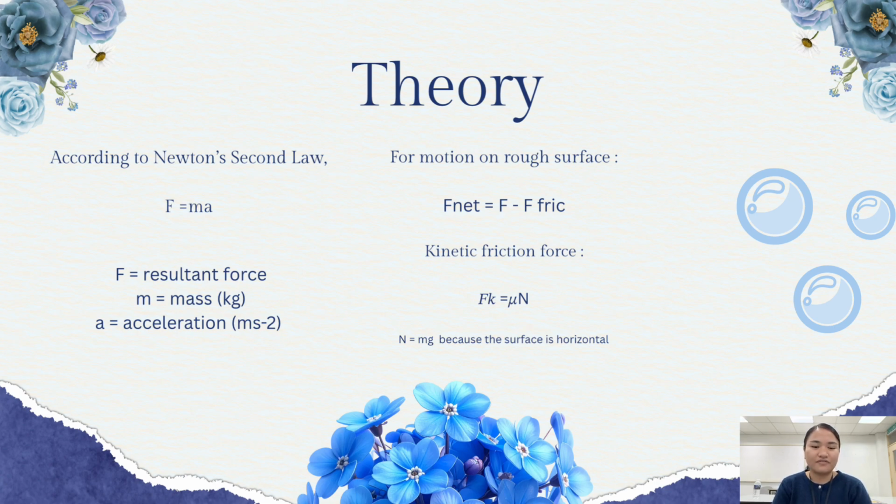The kinetic frictional force is calculated using F fric equals mu n, where mu is the coefficient of kinetic friction and n is the normal force. Because the surface is horizontal, the normal force is equal to the object weight, or n equals mg. These equations form the theoretical basis for determining the coefficient of kinetic friction in this experiment.